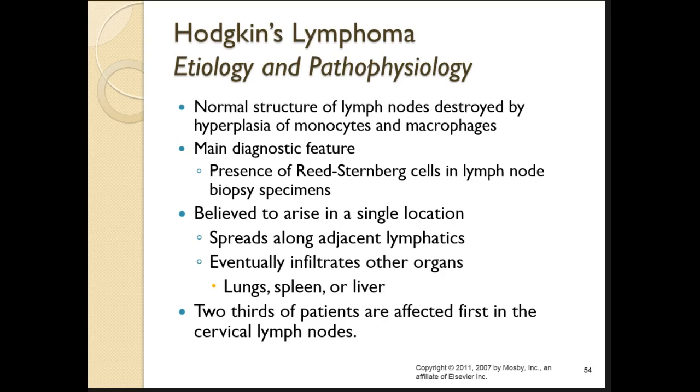The disease is believed to arise in a single location and then spread along the adjacent lymphatics. However, in recurrent disease, it may be more diffuse and not necessarily contiguous. It eventually infiltrates other organs, especially lungs, spleen, and liver. When the disease begins above the diaphragm, it remains confined to lymph nodes for a variable time. Disease originating below the diaphragm frequently spreads to extralymphoidal tissue sites such as the liver.